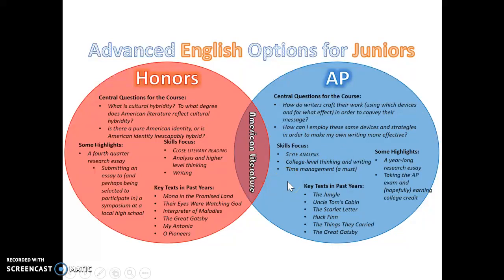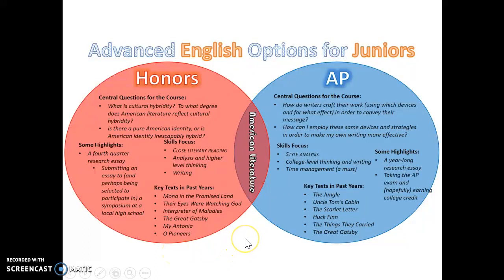It is a college level class. Time management is a must. And ultimately, the goal is to be taking the AP exam and earning possible college credit. And this gives you an idea of the texts that both of the courses cover.